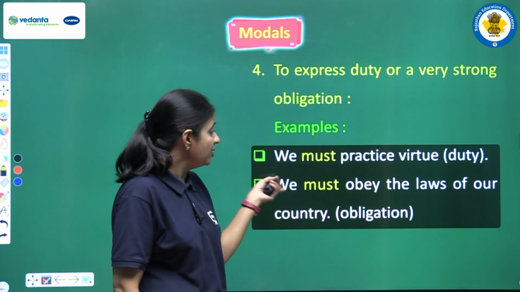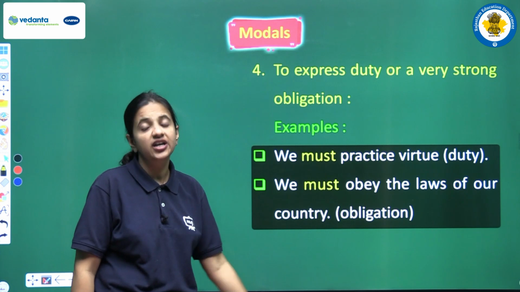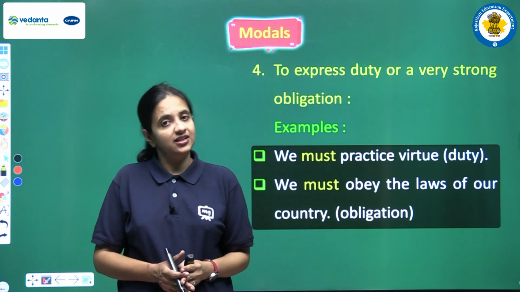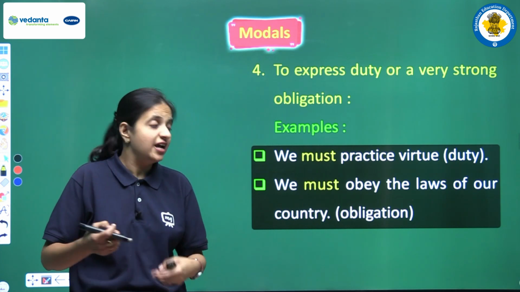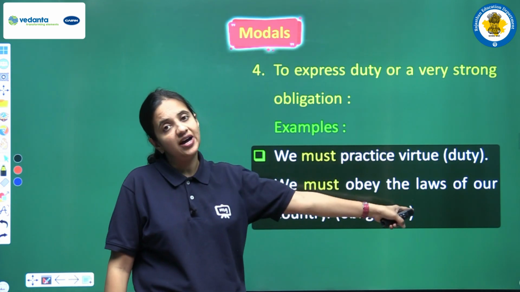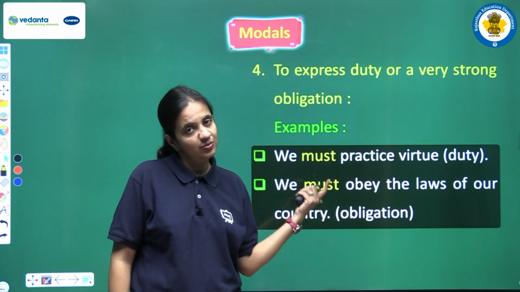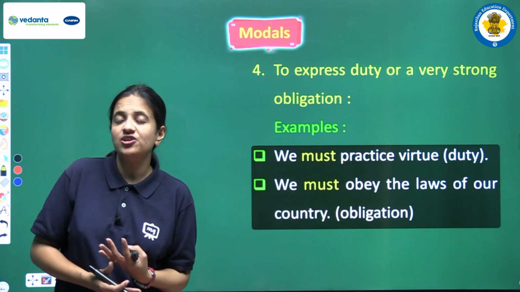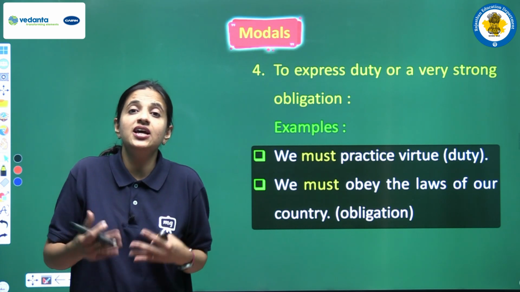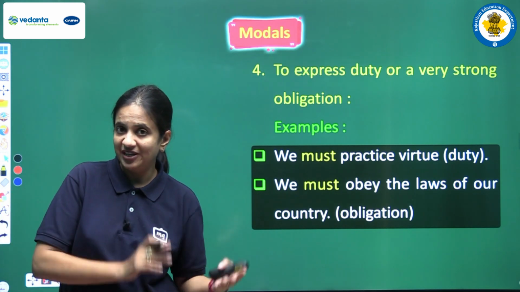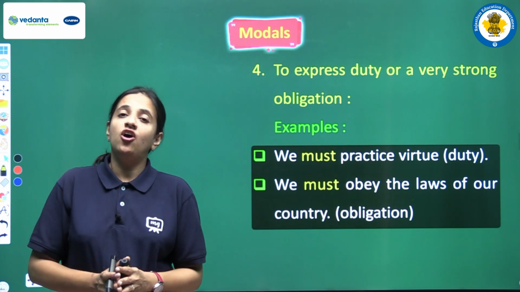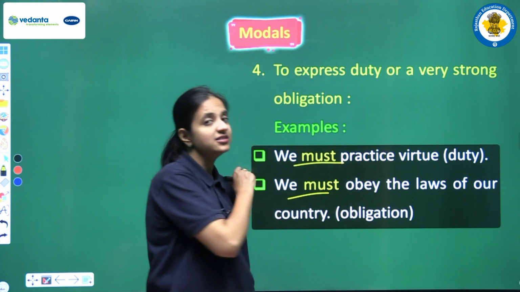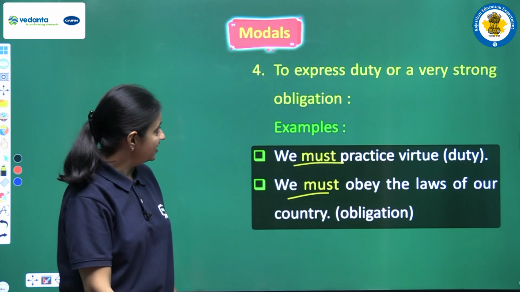Similarly, we have that we must obey the laws of our country. So here we are showing that it is something necessary for us, it is something compulsory for us, that we all must obey the laws of our country, right? And yes, we can write the similar sentence using should or ought to, but in that manner we won't have the obligation, we won't have the compulsion, we are just giving advice. But if we want to show the compulsion, the obligation, or the strong belief, then we have to use this modal, that is must. Clear?